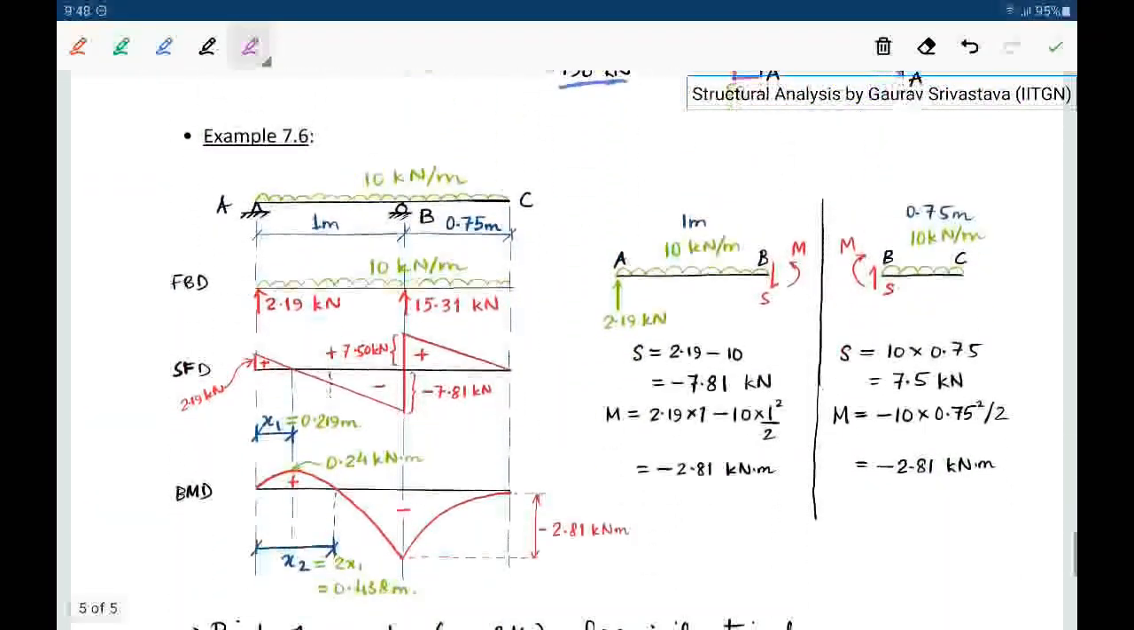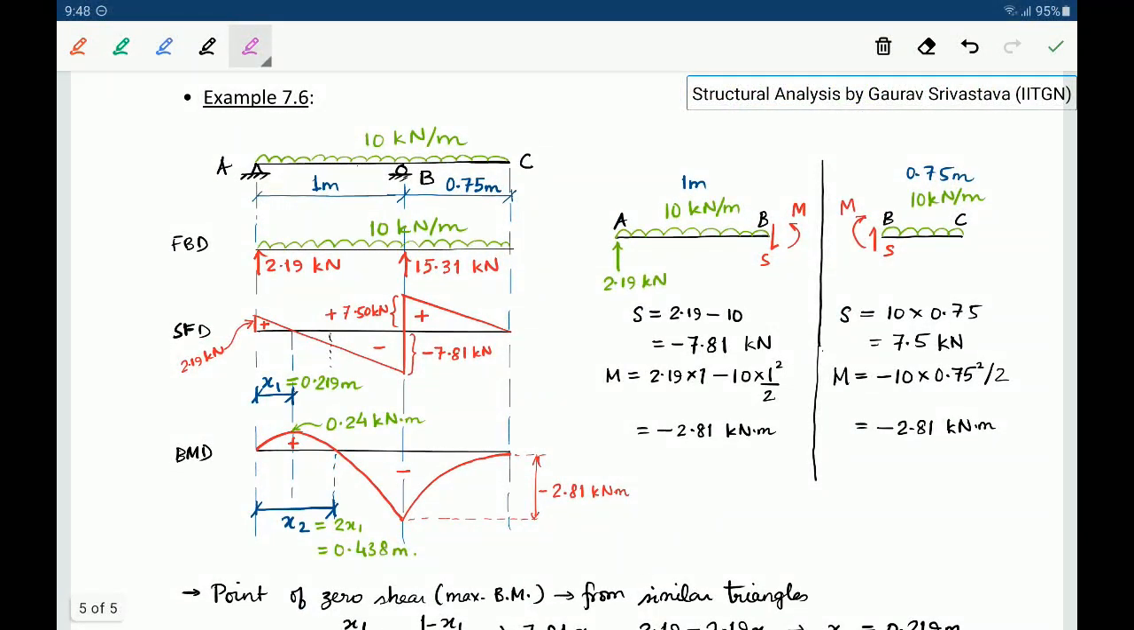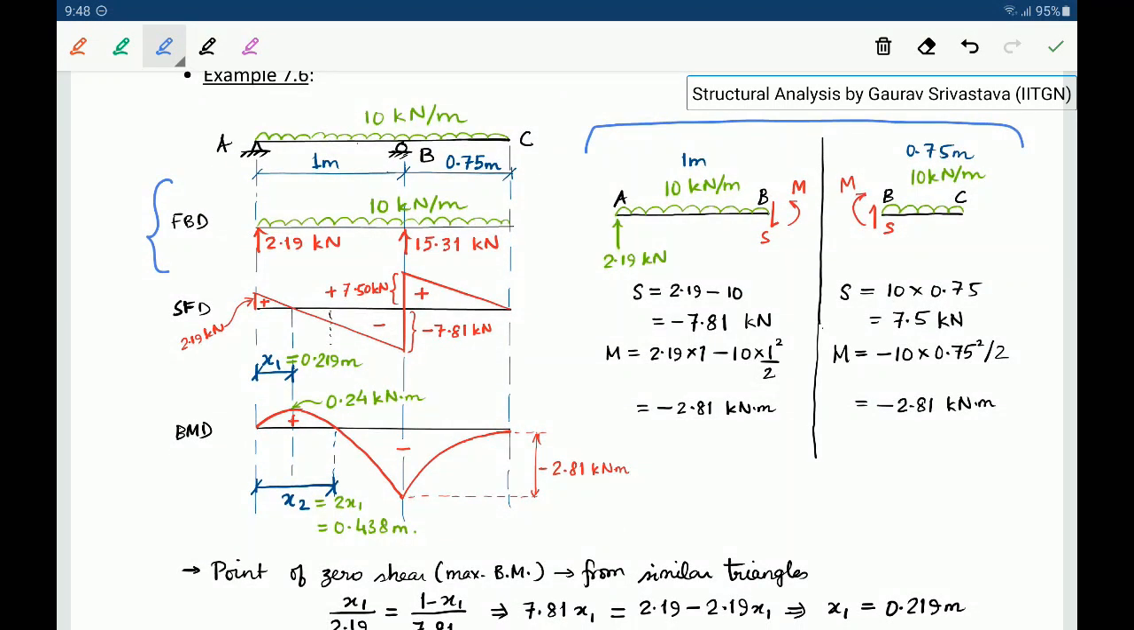Let's look at one more example of a simply supported beam with an overhang. Again, the load intensity being applied is 10 kilonewton per meter. The first thing will be again to draw the free body diagram, and once we are done with that, we can look at the individual spans AB and BC. Then we can draw the shear force diagram and bending moment diagram.